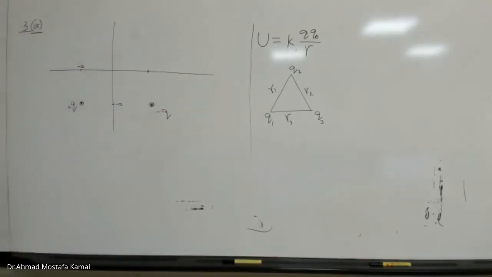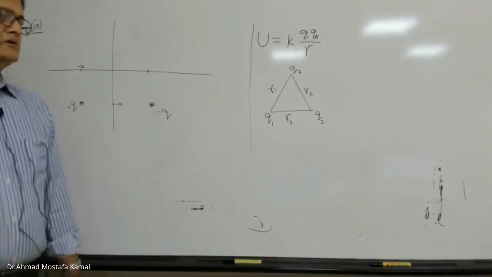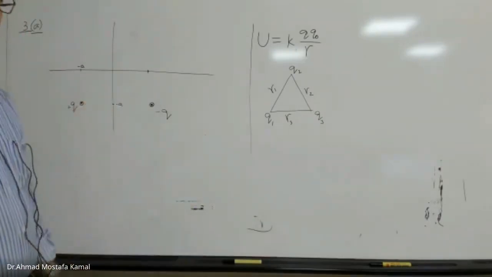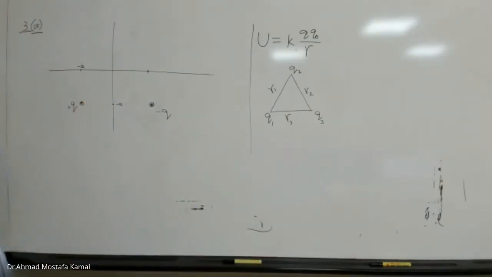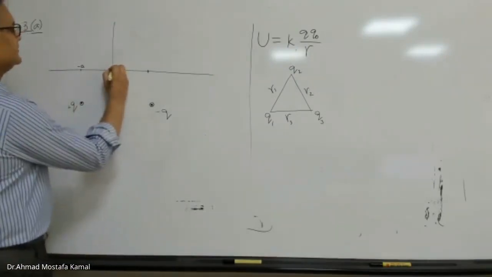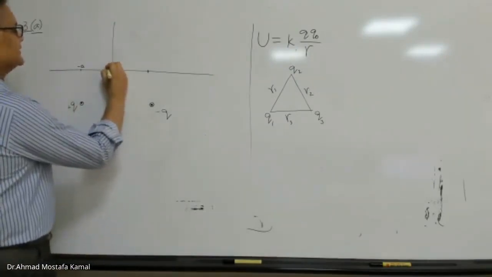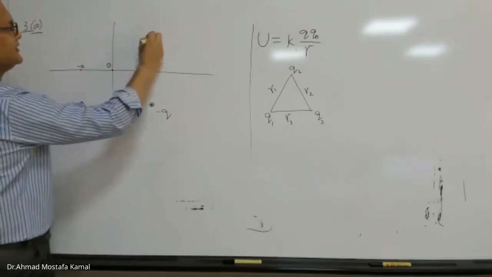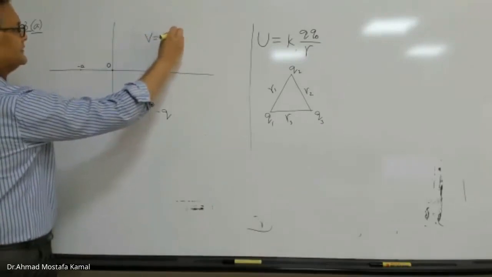So, draw the diagram to show the position. Okay, yes, position is shown. Then find the potential at the origin. You know, this is the origin O, you have to find out the potential. And you know that potential has an expression V equal to K Q by R.